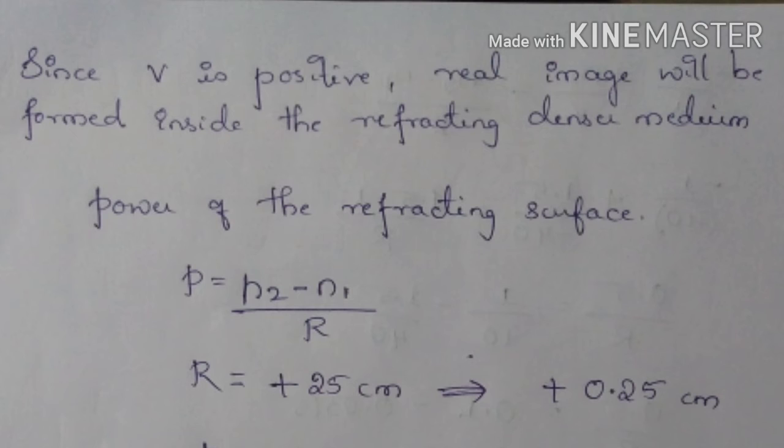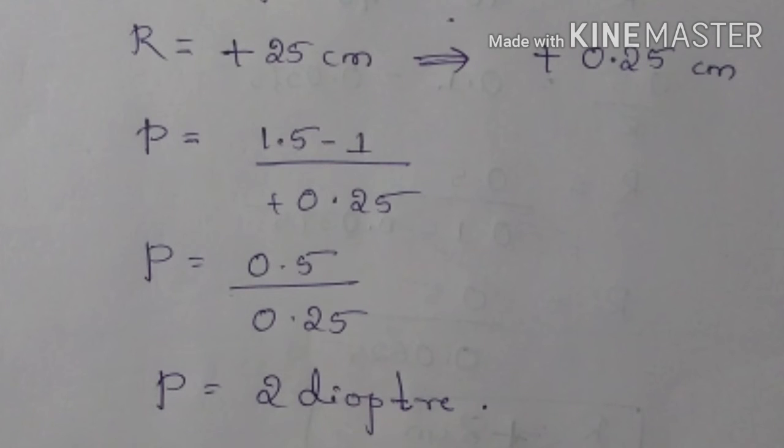So now let us calculate the power of the refracting surface. We know the equation for P is equal to N2 minus N1 by R. So R is known to us. Here R is 25 centimeters. Convert this to meters. So 25 centimeter is equal to 0.25 meters. Substitute the values in P: 1.5 minus 1 divided by 0.25. So P is equal to 0.5 divided by 0.25, which will give the value of P as 2 diopter.